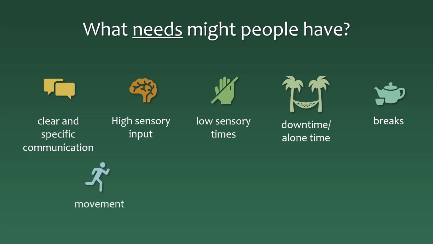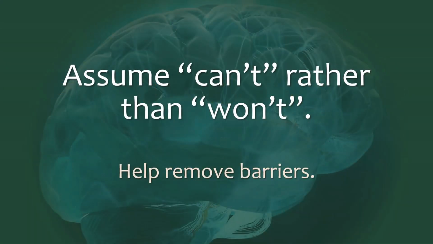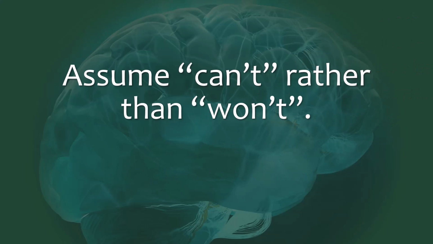Give them opportunities for movement to help with self-regulation. Provide assistance with time management. Make sure that you give people processing time to fully understand any instructions, information, or tasks that you're giving them. And above all, give your understanding. Something important that I learned in my educational training is to assume that someone can't do something rather than they won't. Find and remove barriers that make a task impossible for someone.